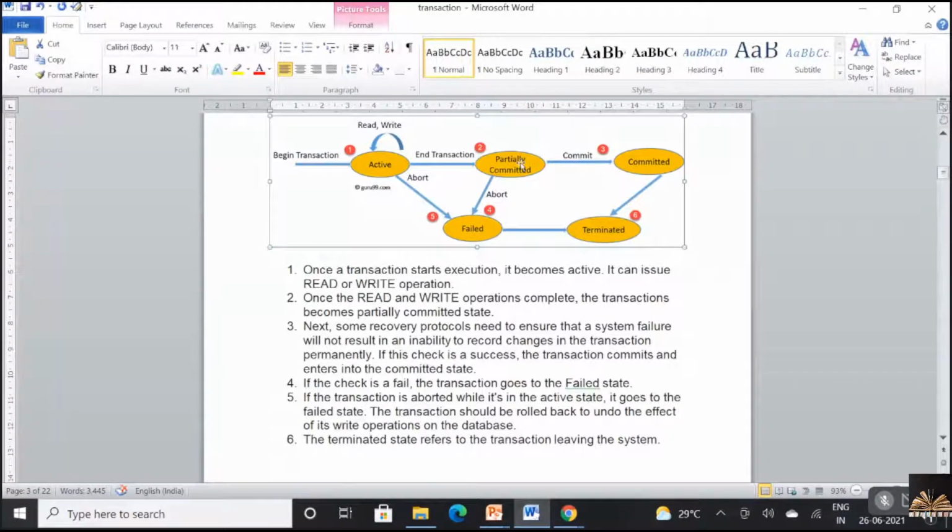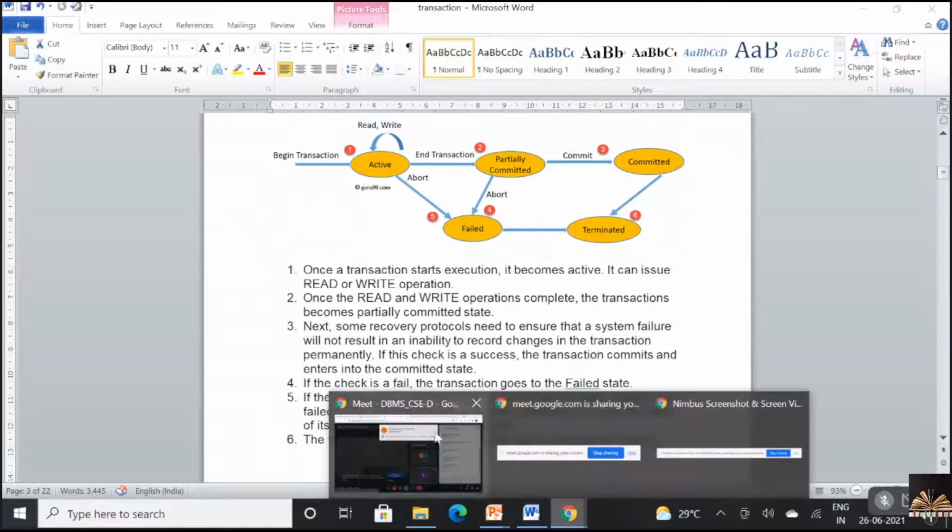There is some sort of problem, so it goes into the failed state. And I already told you, from the active state, if there is some problem occurring, it reaches the failed state. And once it reaches the failed state, I can terminate the transaction. I can close the transaction. I can abort the transaction. So this is about the different states a transaction can be in, called the states of a transaction or transaction states. Is it clear? Do you have any problems with this?